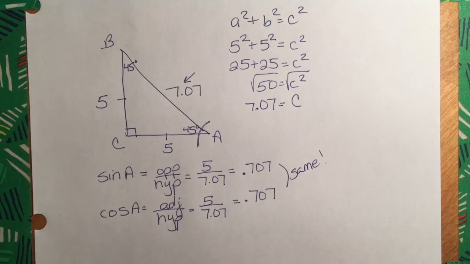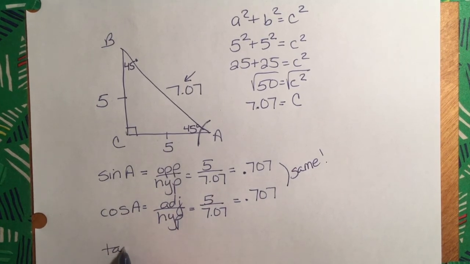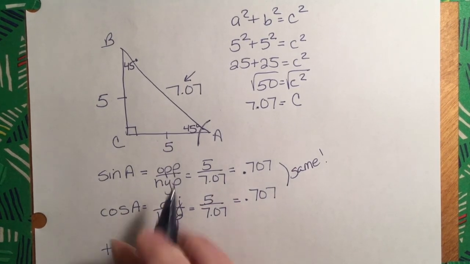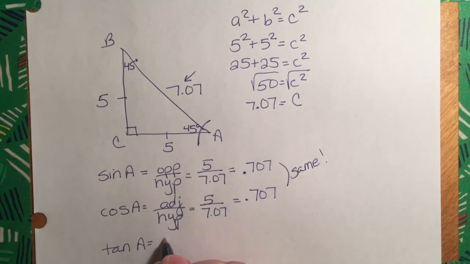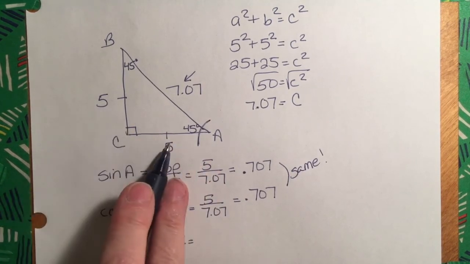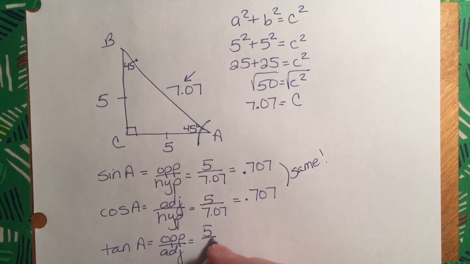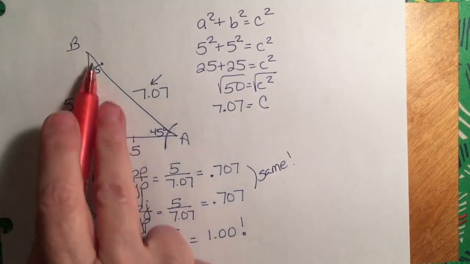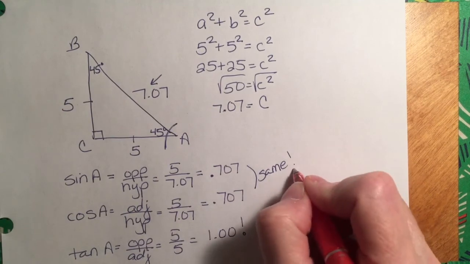And what do you think happens with the tangent? So the tangent of that 45-degree angle is going to be the opposite divided by the adjacent. Well, opposite is 5, adjacent is 5. It's 1, okay? The tangent of angle A is 1. What do you think happens with angle B? So let's do that real quick right next to it.